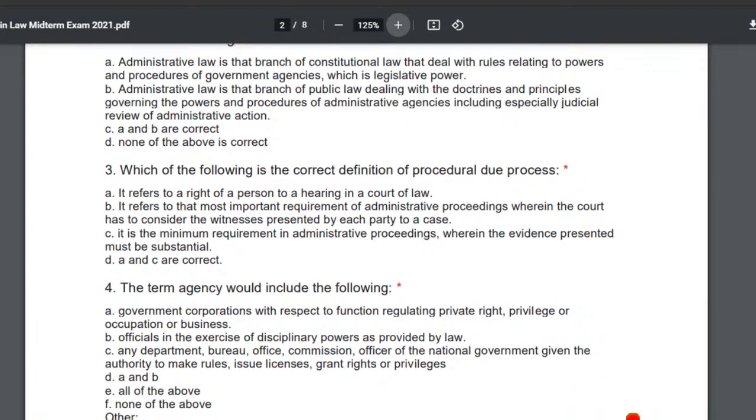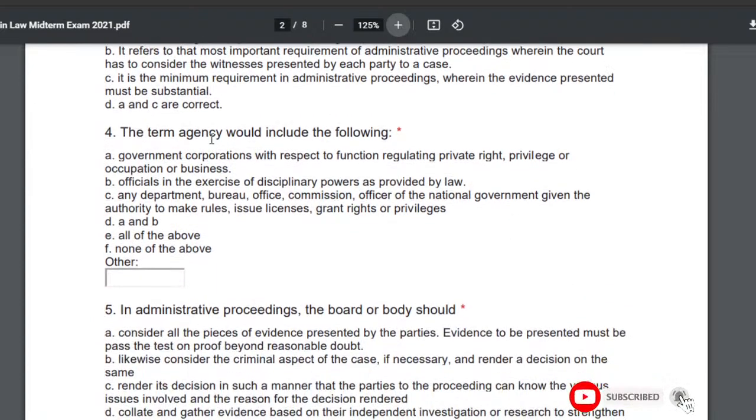Number 4, the term agency would include the following. Which of the following would be the definition of agency? A, government corporations with respect to function regulating private right, privilege, or occupation or business. B, officials in the exercise of disciplinary powers as provided by law. C, any department, bureau, office, commission, officer of the national government given the authority to make rules, issue licenses, grant rights or privileges. Letter D, A and B. Letter E, all of the above. Letter F, none of the above, or you can actually write your own answer.